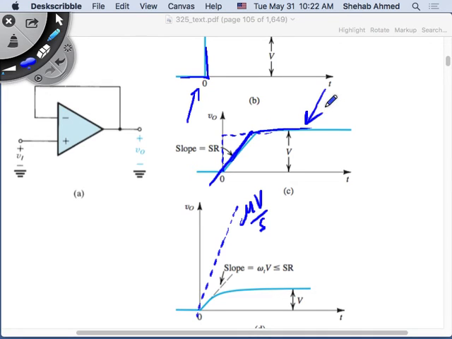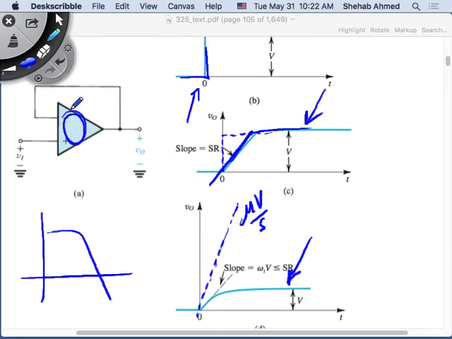How about if you have a signal at the input through a unity gain amplifier as well, a voltage follower, that is not rising as fast as the slew rate? This is your slew rate limit, microvolts per second. Your signal is this. Is it rising as fast as your slew rate? No, it's not. So since it's not rising as fast as your slew rate, what will it be affected by? It will be affected by the low-pass filter characteristic of your op-amp.